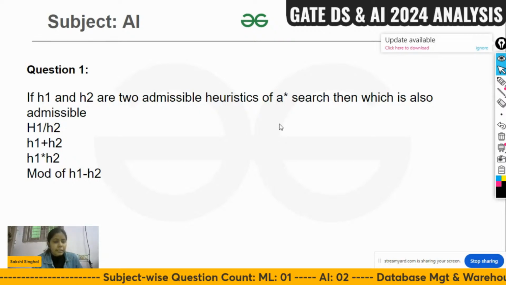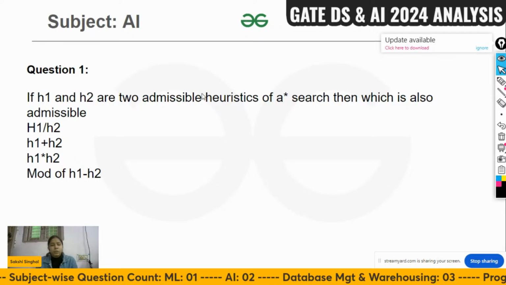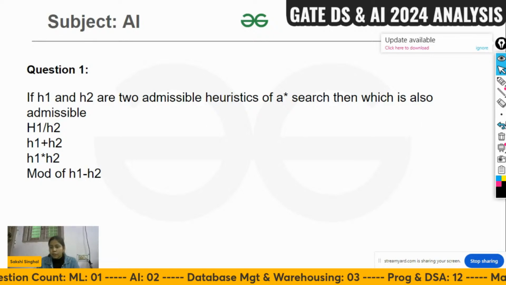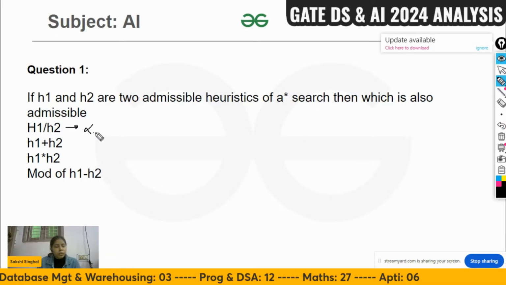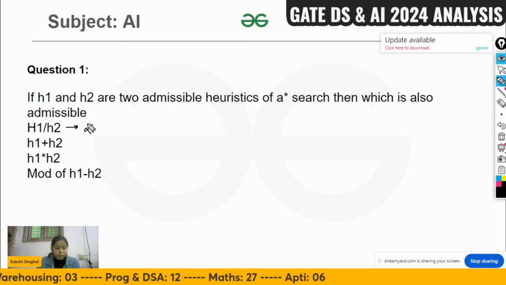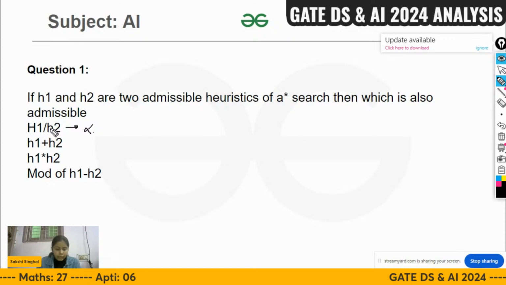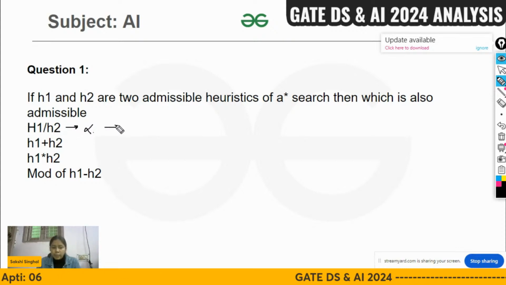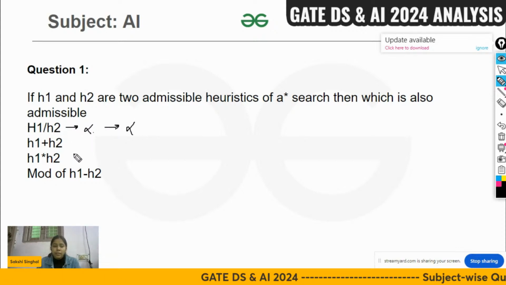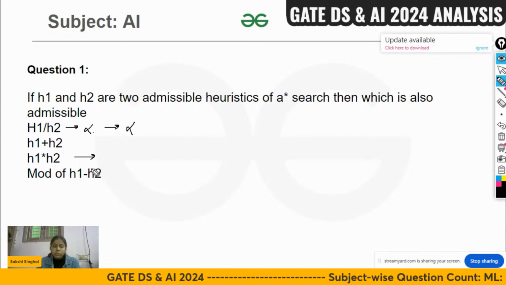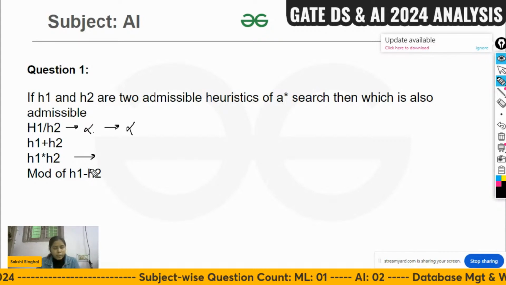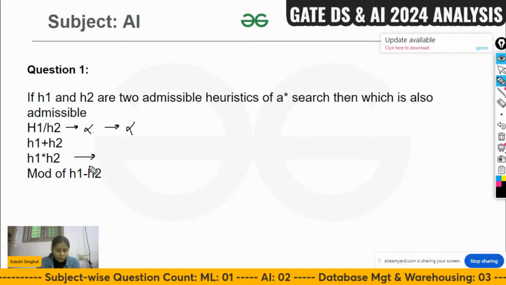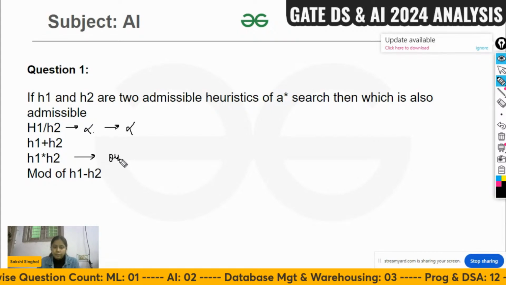Okay. Tell me, guys. It says that if h1 and h2 are two admissible heuristic functions of A star, then which is also admissible. First of all, h1 and h2 would not be, because that would overestimate. Let's suppose h2 is smaller than h1, then it would overestimate, so it would not be admissible. Similarly h1 star h2, because it is a product, would again be non-admissible. There might be a possibility that it would overestimate.